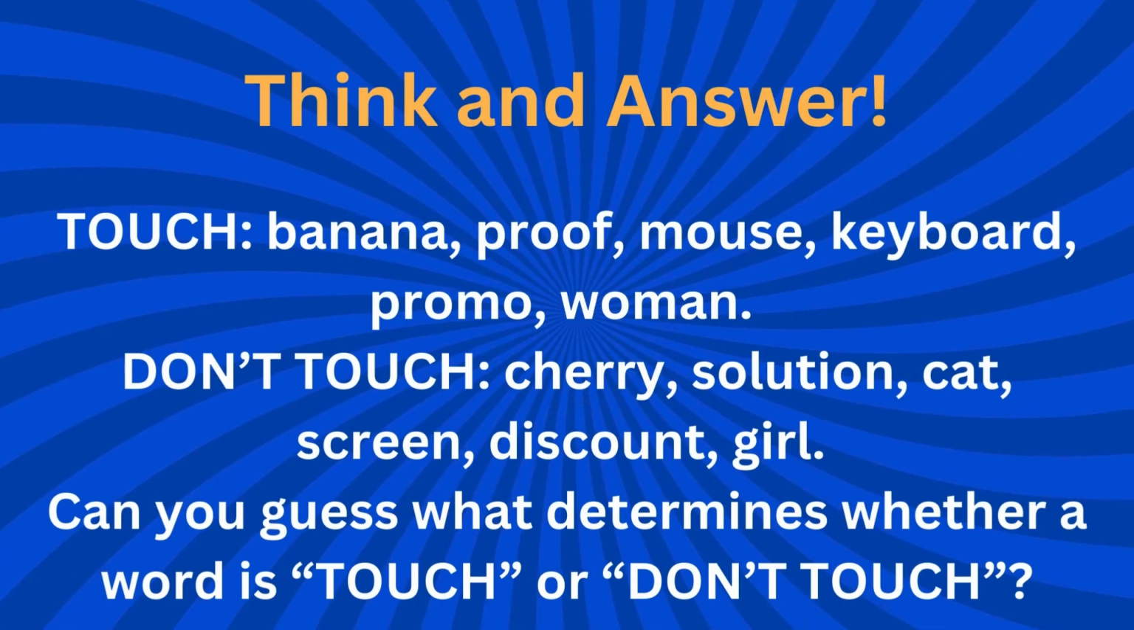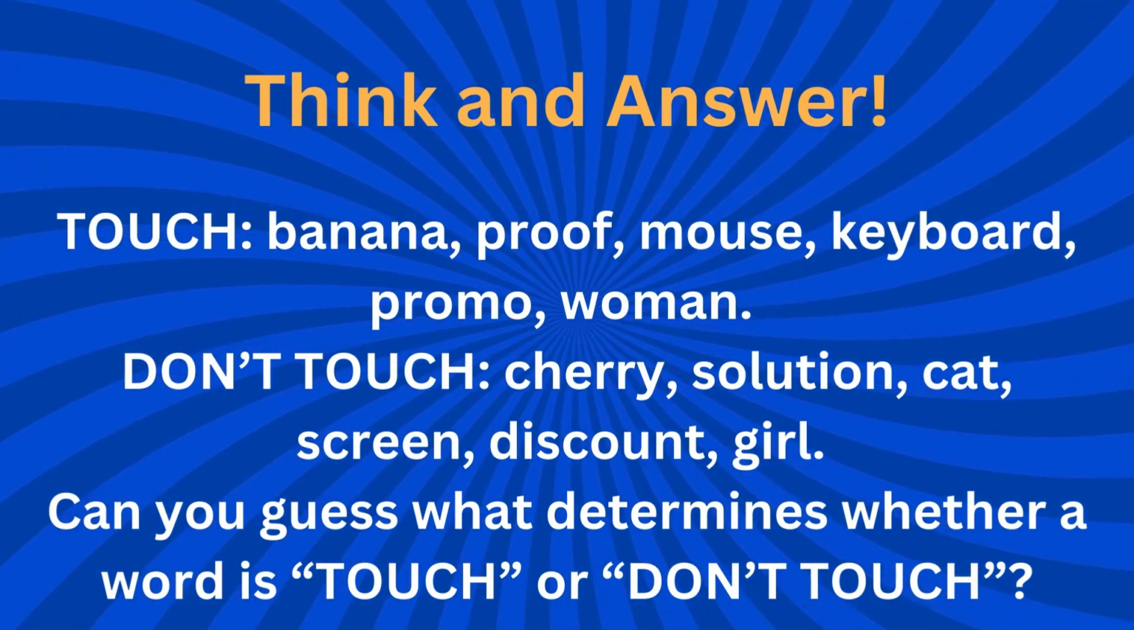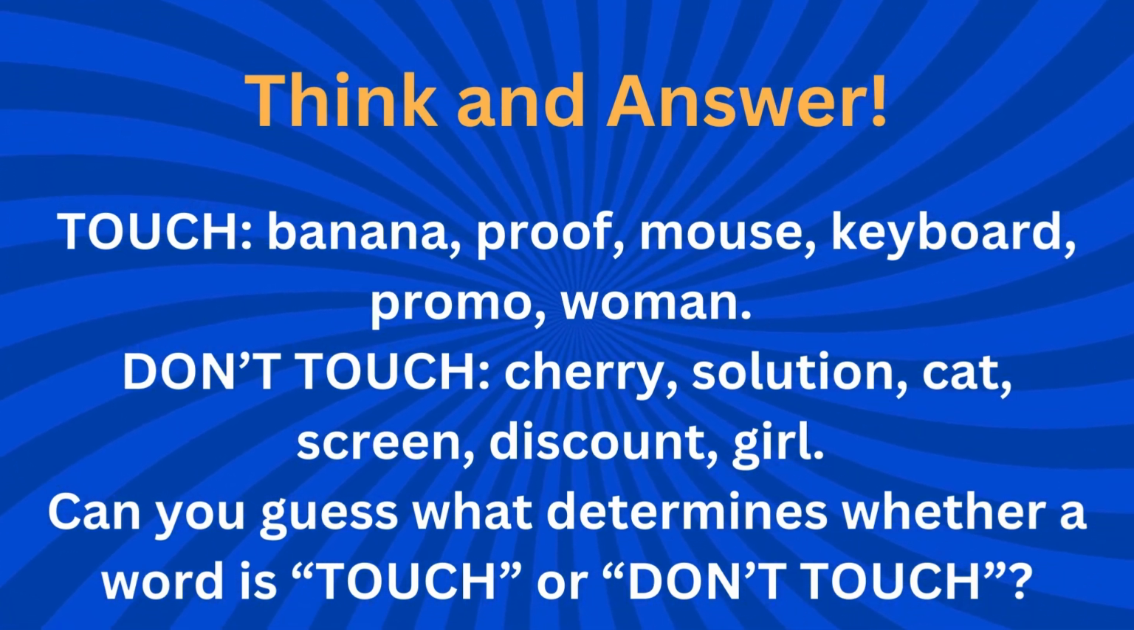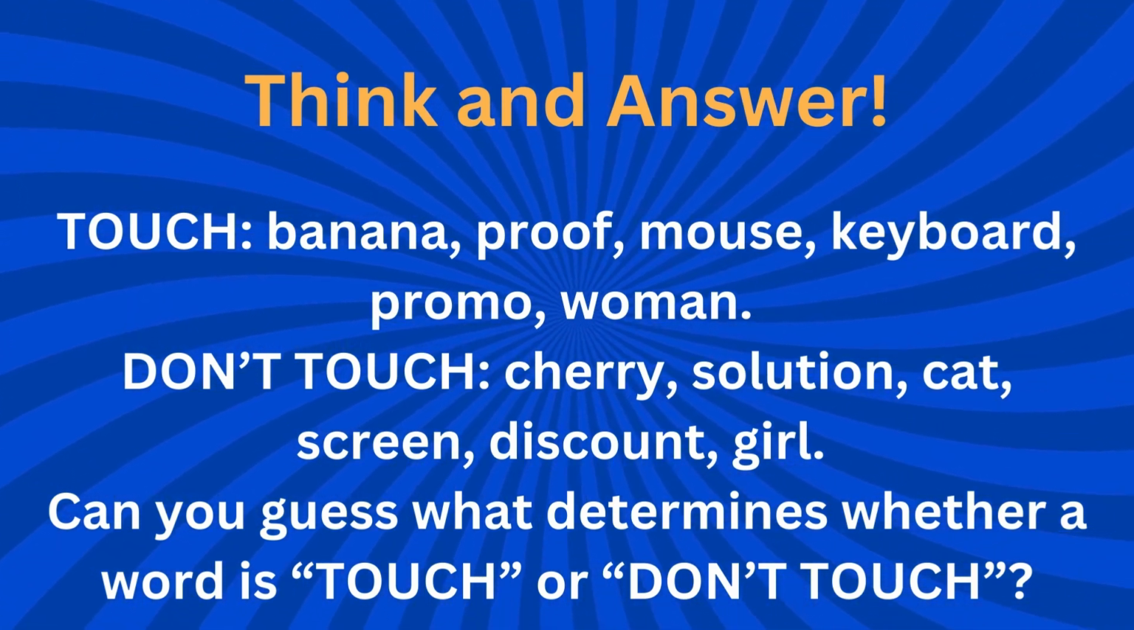Think and answer. Touch: banana, proof, mouse, keyboard, promo, woman. Don't touch: cherry, solution, cat, screen, discount, girl. Can you guess what determines whether a word is touch or don't touch?